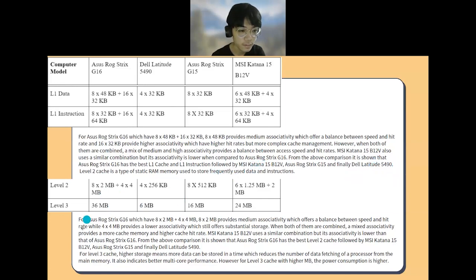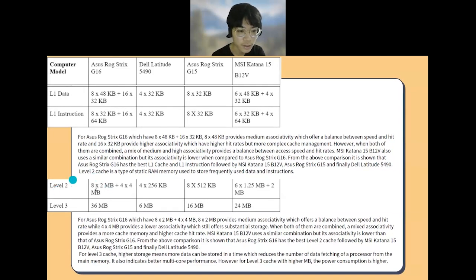Okay, so for the level 2 and level 3, we'll see level 2 first. When you look at the Asus ROG Strix G16, it had 8 times 2 MB plus 4 times 4 MB. So it has almost the same explanation, where the 8 times 2 provides a medium associativity, a balance between speed and hit rate, while the 4 provides a lower associativity, which still offers substantial storage.